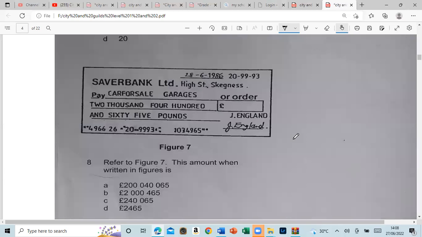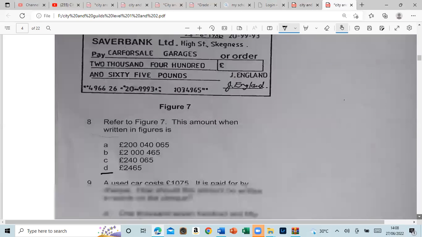All right, so they give us a receipt, and they say blah blah blah. 2,465 pounds. This amount, when written in figures, is 2,465. So that's E. Let's move on to number 9.